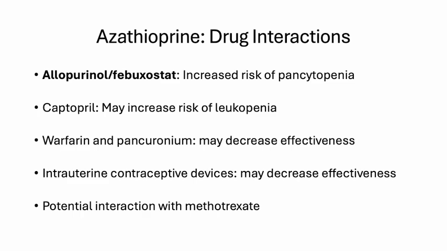It may also decrease the effectiveness of intrauterine contraceptive devices, so alternative birth control methods should be recommended. In some rheumatic disease treatments, azathioprine may be combined with methotrexate, but this is reserved for special circumstances as the combination increases the risk of adverse events. Always review a patient's complete medication list before prescribing azathioprine to avoid potential interactions.